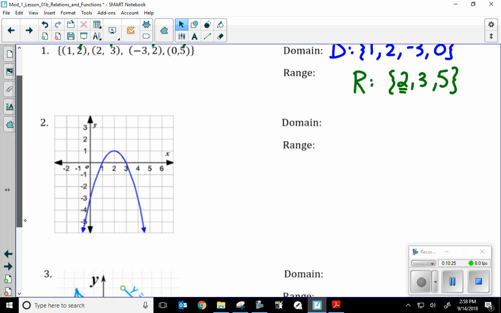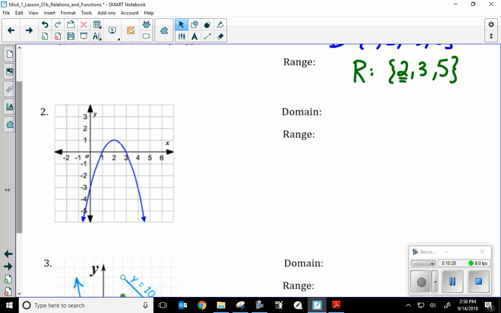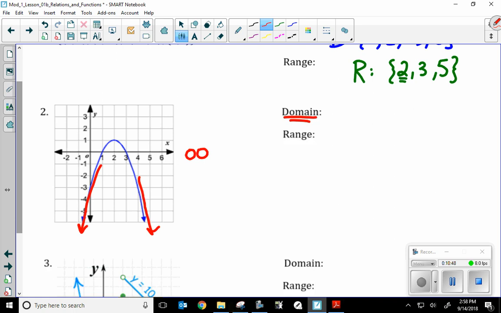All right, let's take a look at number two now. We do not have a set of ordered pairs. We just have a graph, and it's a parabola. Well, let's look at the domain, which are my x values. So as this graph goes down forever, it also goes to the right forever. So it will go to positive infinity to the right. And as I go down to the left, as I go downward, rather, it also goes to the left forever. So this is always going this way forever to the left.